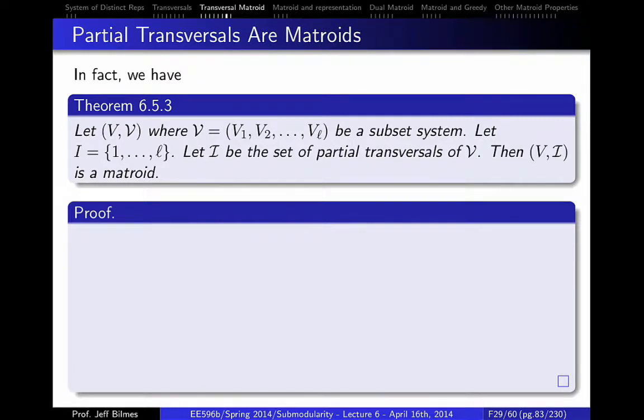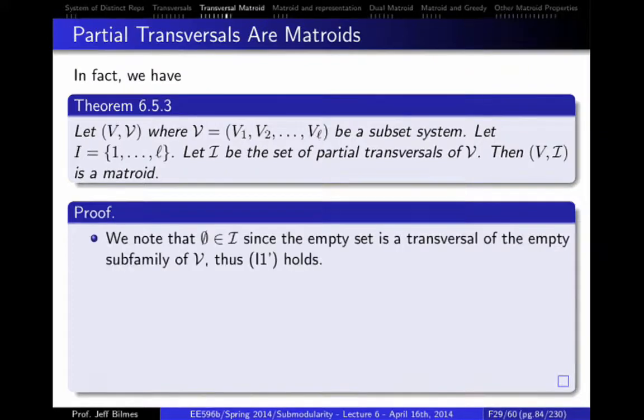Okay, but here's the actual proof. This is the thing that's going to occupy a bit more time than I wanted to spend. So basically, we've got a set system, V and script V, and I is an index set, and I is a set of partial transversals of V, and then the theorem is that it's in fact a matroid, so we want to prove this formally.